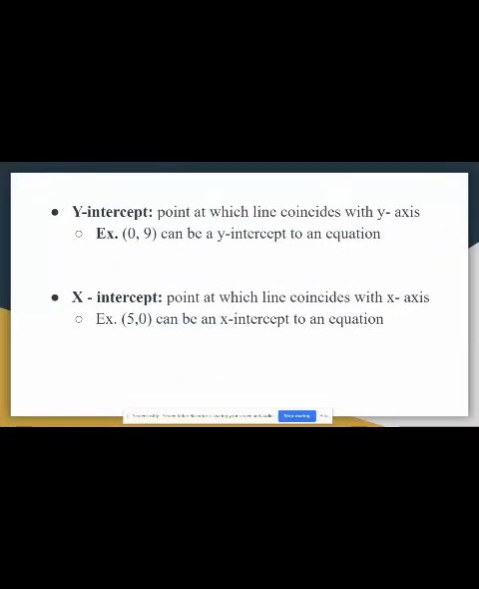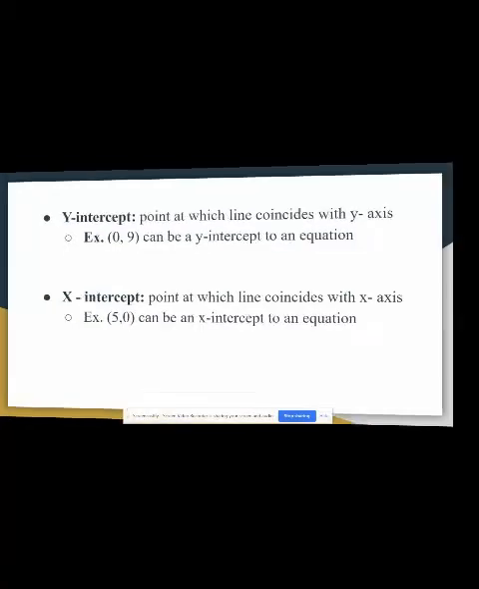A y-intercept is a point at which the line coincides with the y-axis. An example here is 0, 9. This can be a y-intercept for an equation. An x-intercept is just like the y-intercept, except it's a point at which the line coincides with the x-axis. An example here would be 5, 0. This can be an x-intercept to an equation.